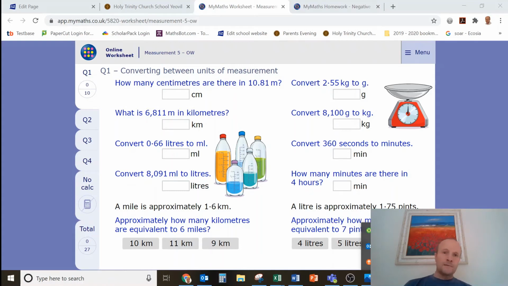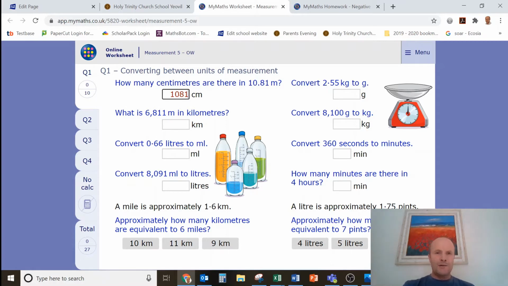Today's task is converting between units of measurement. So how many centimetres are there in 10.81 metres? Well, it's 100 centimetres a metre, so times it by 100, each digit moves 2 places. That'll be 1081 centimetres. Times it by 100.